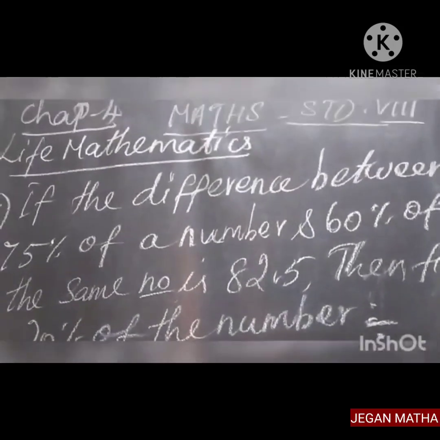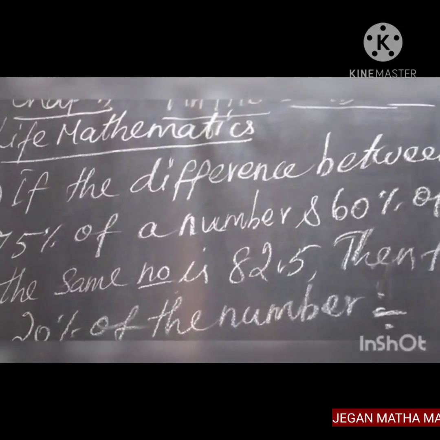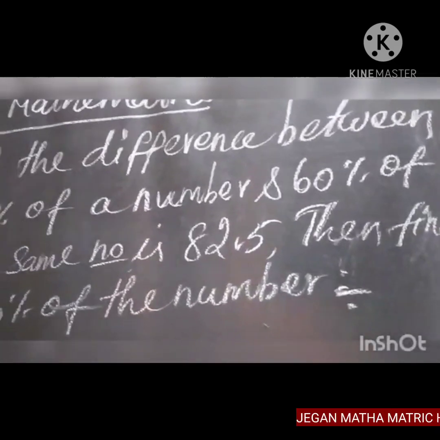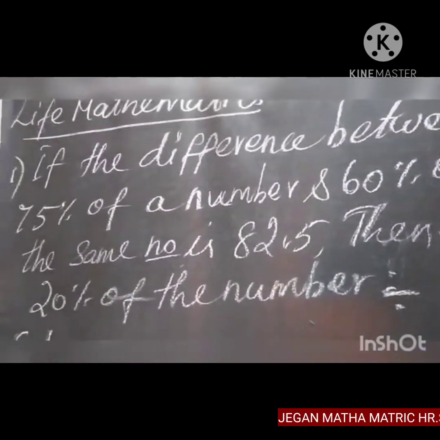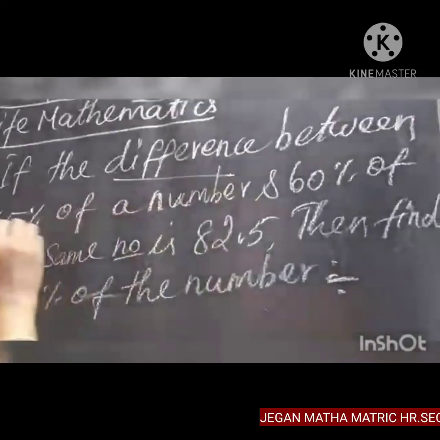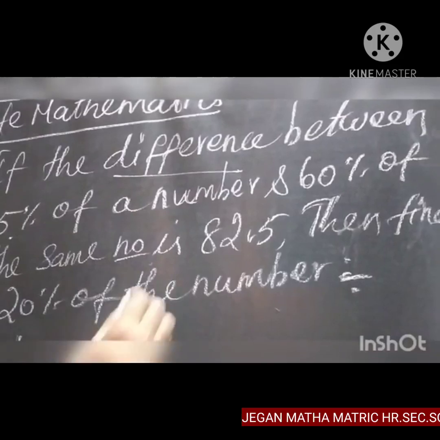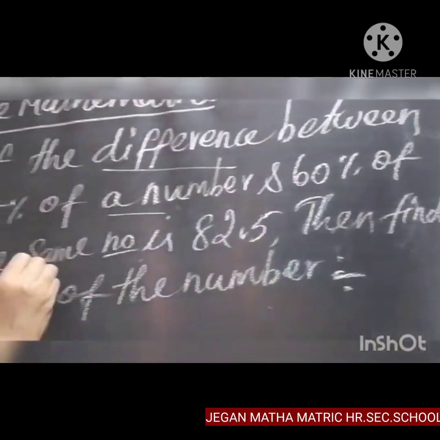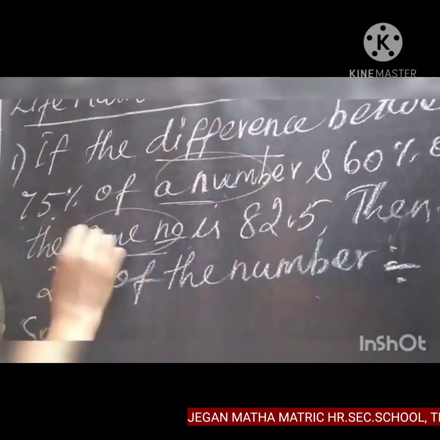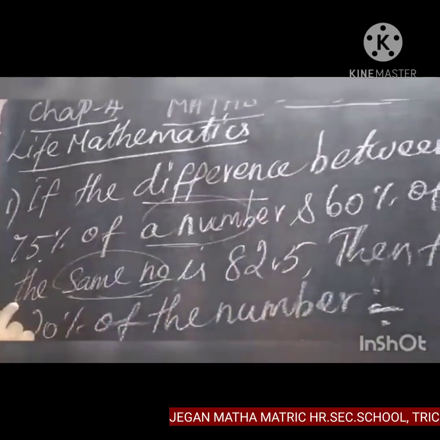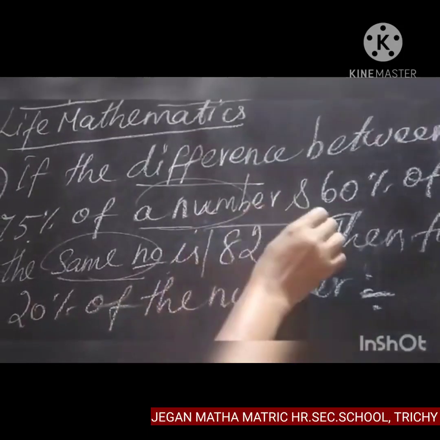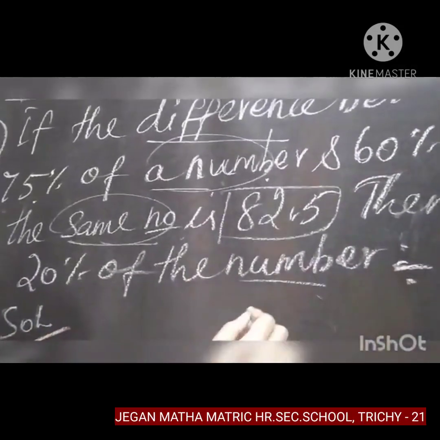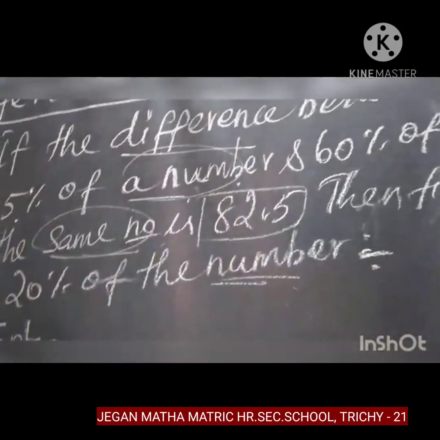Now let us see the word problem. For the first one, the difference is given. So difference means what? Subtraction. If the difference between 75 percentage of a number, so some number you have to find out, 75 percentage of a number and 60 percentage of the same number is given as 82.5, then find 20 percentage of the same number. You have to find out that number.